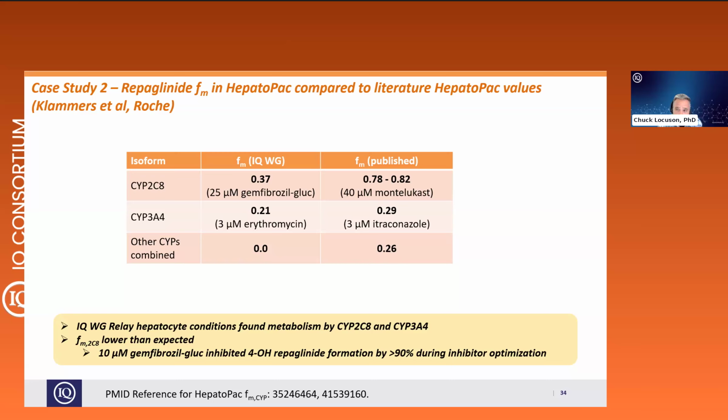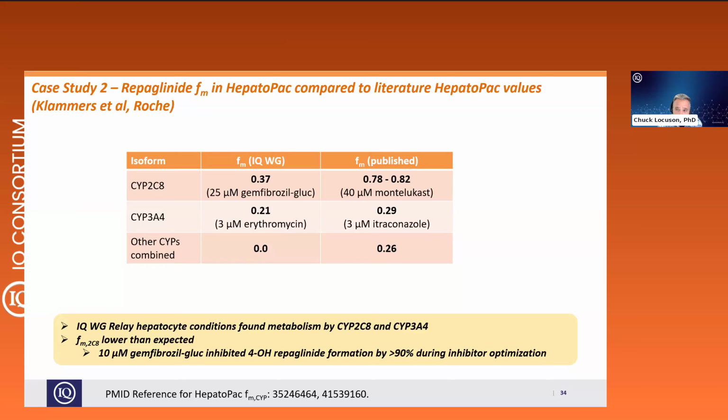Next. In summary, most of the hepatocyte systems did identify the two major CYP pathways of repaglinide, but with lower FM values for 2C8. And that concludes the data discussion. We'll go ahead and advance the slide, and we will next provide final conclusions for all these studies.